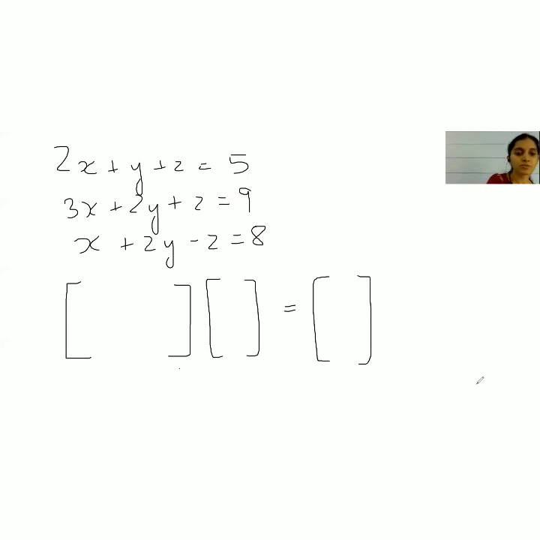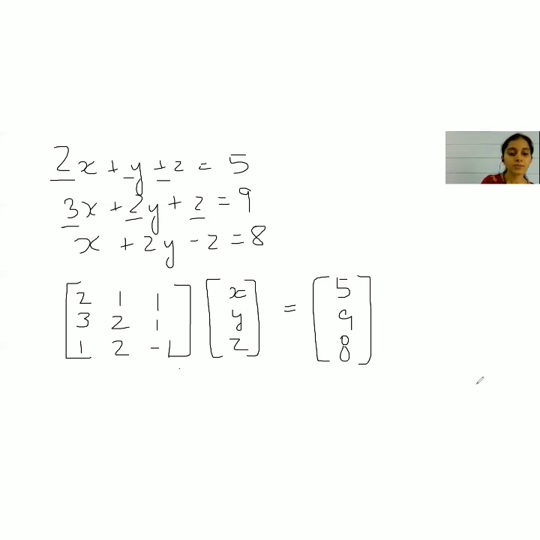The first matrix will be of the coefficients. So we write the coefficients with the sign: 2, 1, 1. Coefficient of x, coefficient of y, and coefficient of z. Again, coefficient of x under that 3, then 2, and then 1. Last one, 1, 2, and minus 1. Okay, write the coefficients with their signs. Next is x, y, and the third variable z. And the last one is the matrix of constants 5, 9, and 8.